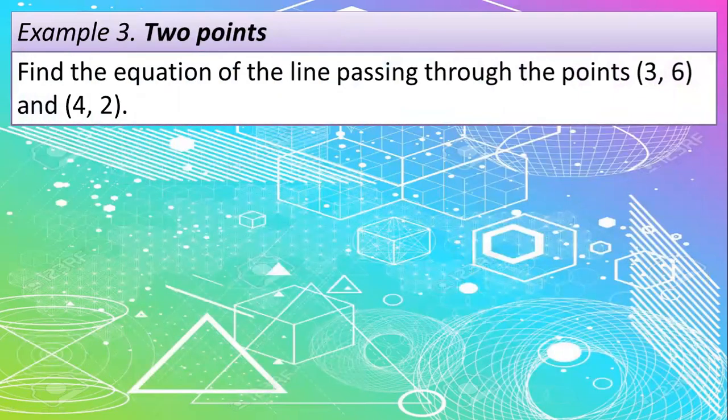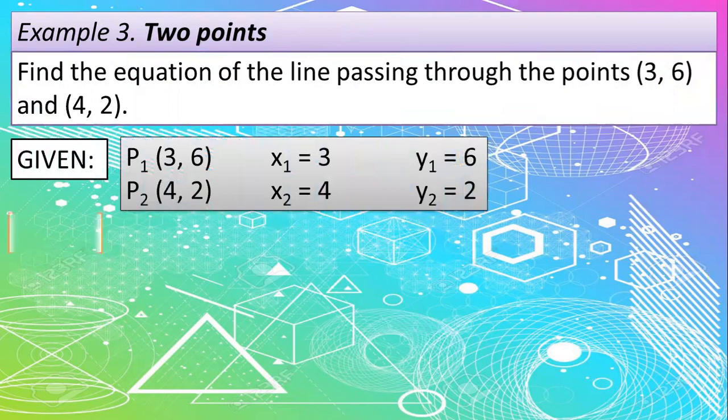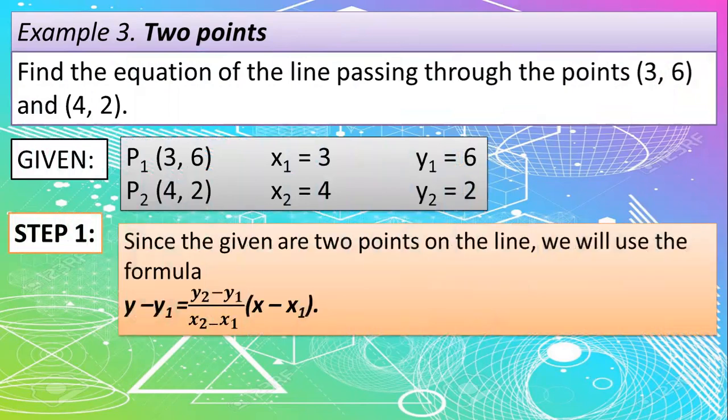For our example number 3, we need to find the equation of the line passing through the points (3, 6) and (4, 2). So this time, it's different from the first two examples since there is no given slope. There are only 2 points given. With that, if 2 points ang given, of course, we're going to use the two-point form.